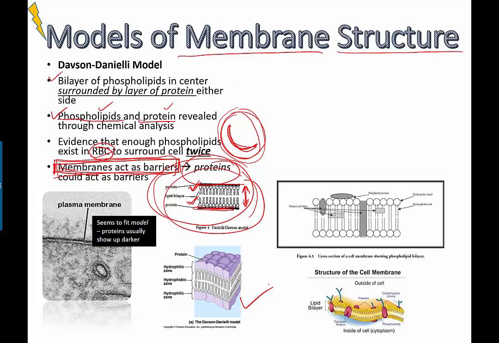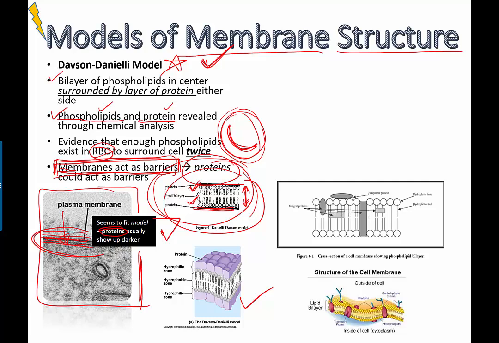And this model, here's another diagram of the same thing, and little electron micrograph pictures kind of showed that it looked like there was a darker layer on the outside. It was known that proteins tend to show up darker in these images, so it looked like there were two layers of protein on either side of this actual cell membrane. So looks great. Davison-Danieli, fantastic work, great job, until new evidence starts to surface.